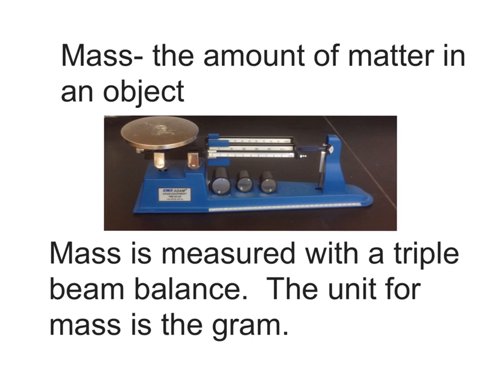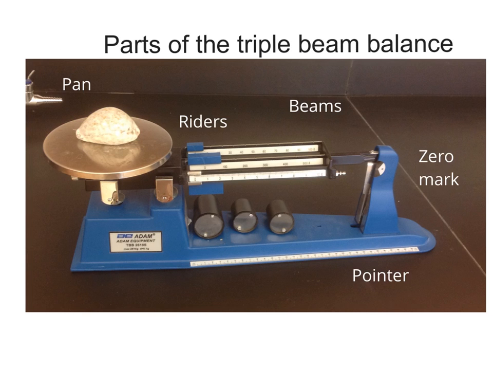We measure mass with a tool called a triple beam balance. It looks like the picture you see in front of you. When you measure with this object, the unit that you use for your measurement is the gram. You should be familiar with the different parts of the triple beam balance. In this picture, I've identified the names of the different parts.